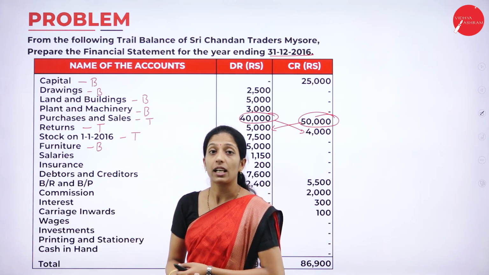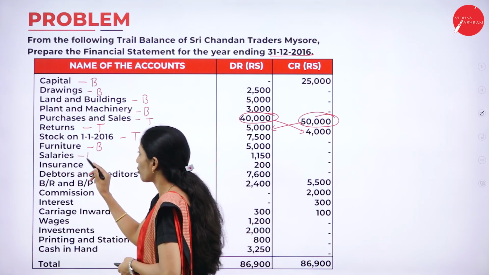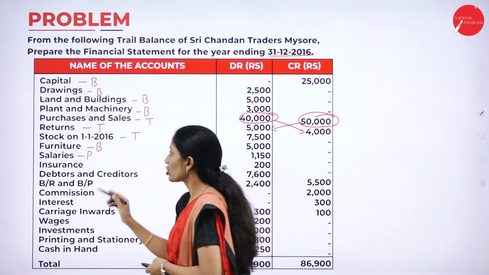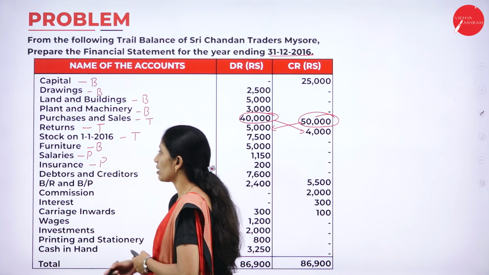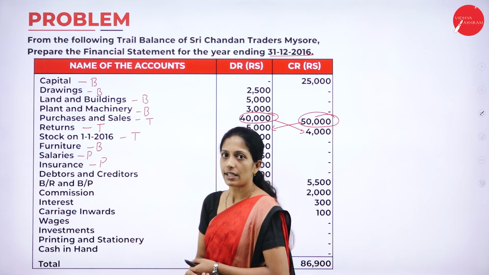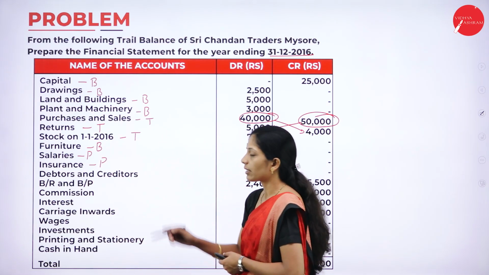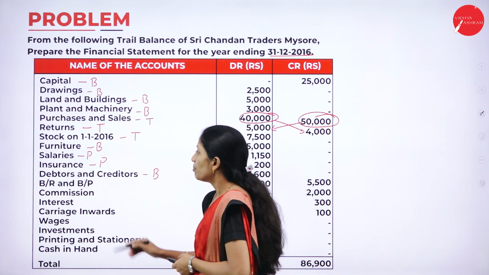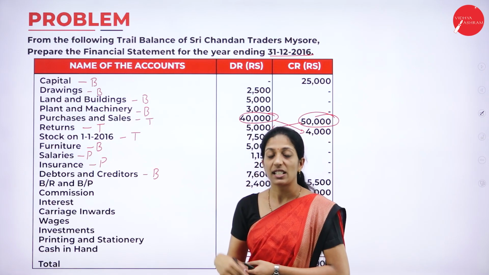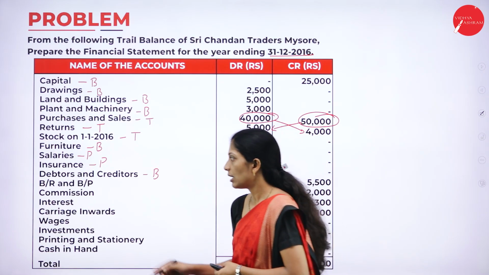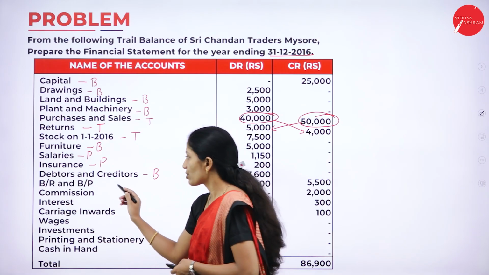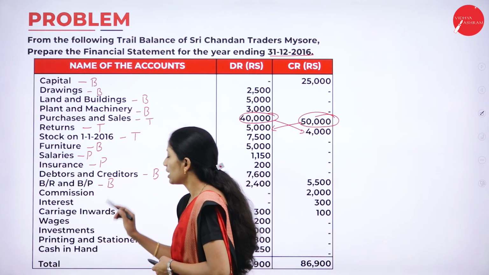Salaries is an indirect expense, so we will record it in the profit and loss account. Insurance: where do we record insurance? In the profit and loss account. Debtors and creditors: debtors is an asset and creditors is a liability, so we will record them in the balance sheet. Bills receivable and bills payable: bills receivable is an asset and bills payable is a liability, so we will record them in the balance sheet. Commission.